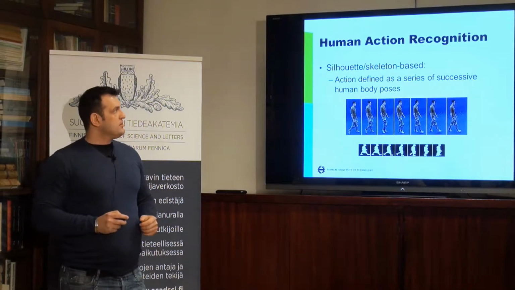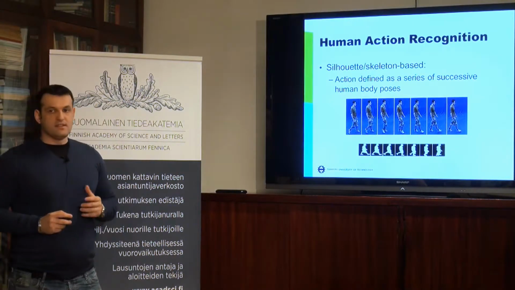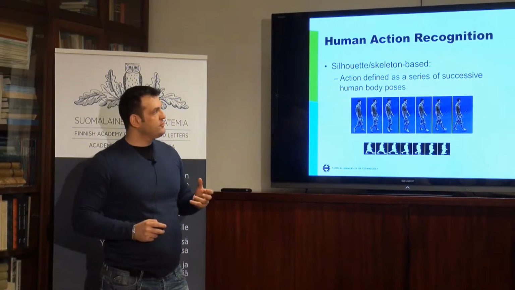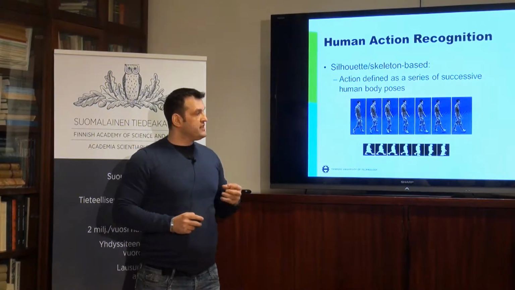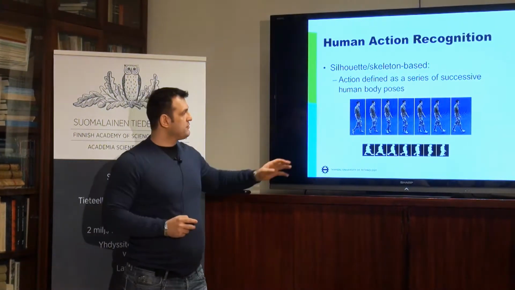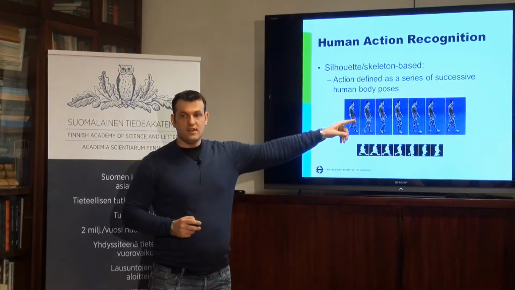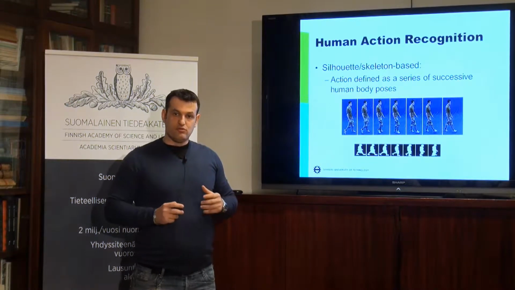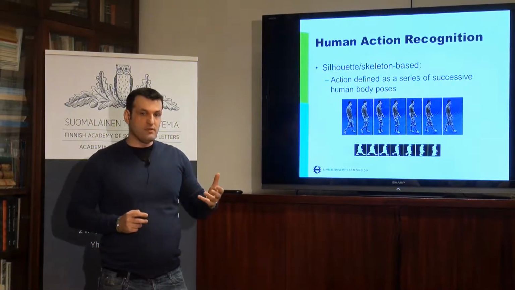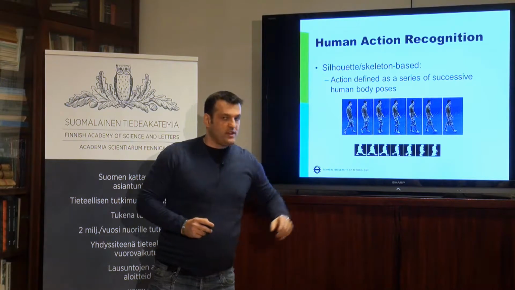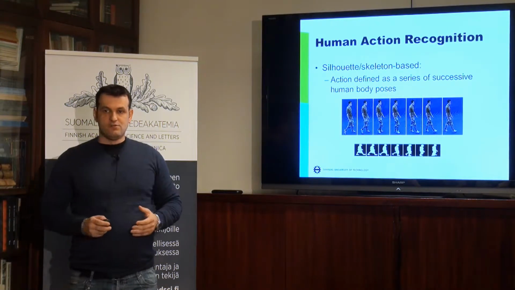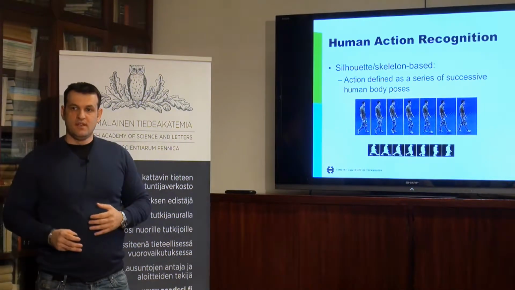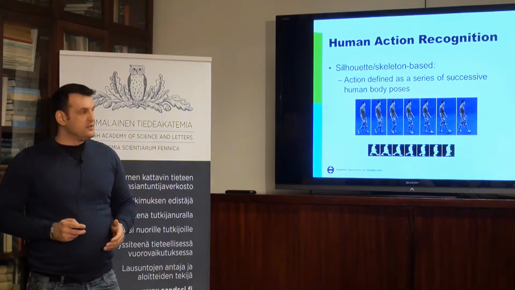Let us start with the silhouette or skeleton-based methods. These methods define an action as a sequence of successive human body poses. For example, here we can see a person walking, and if we are able to extract the human body pose to distinguish the person from the background, we can come up with a set of human body poses. So we can see how the human body evolves during time in order to perform the action.